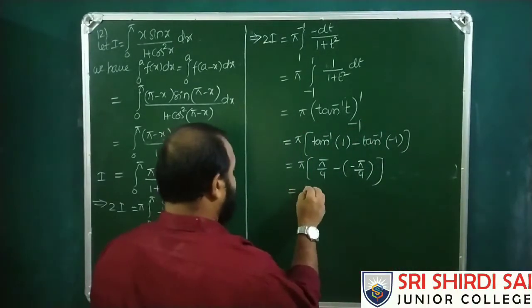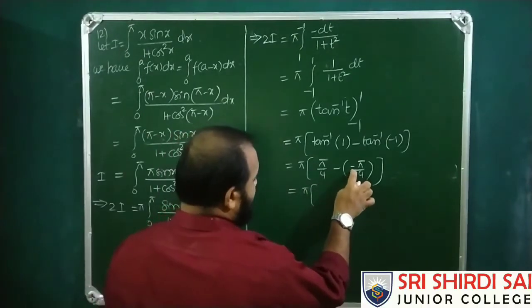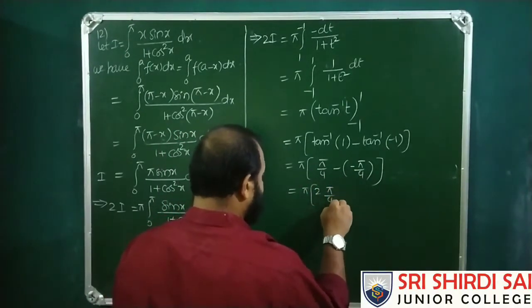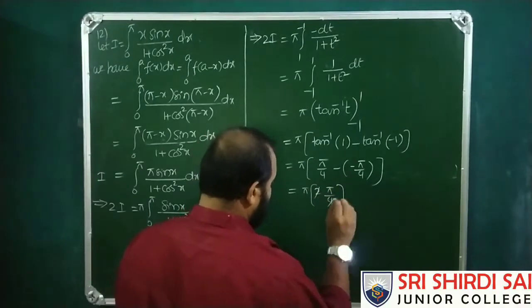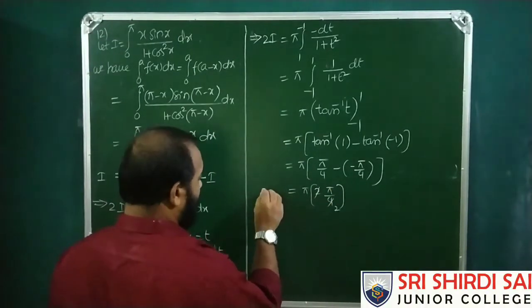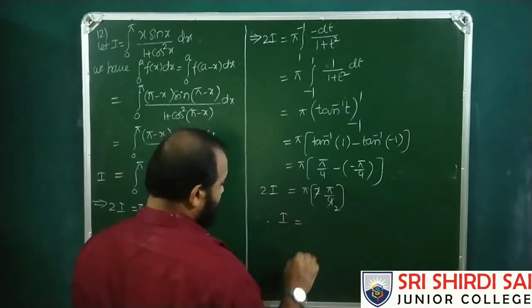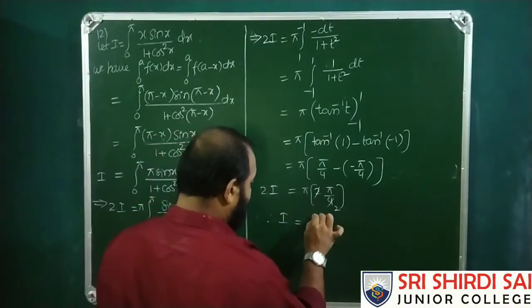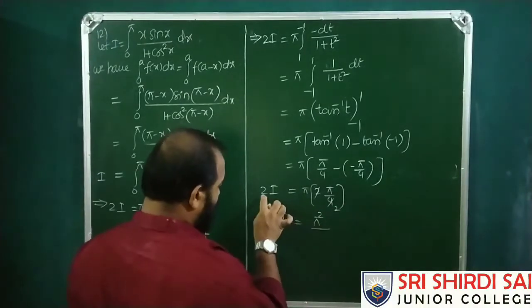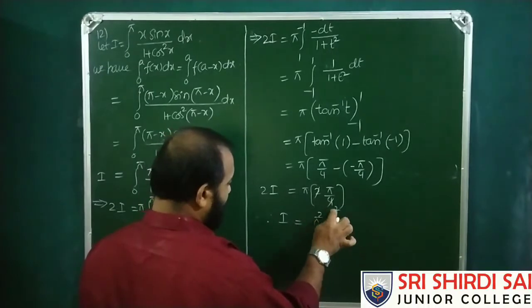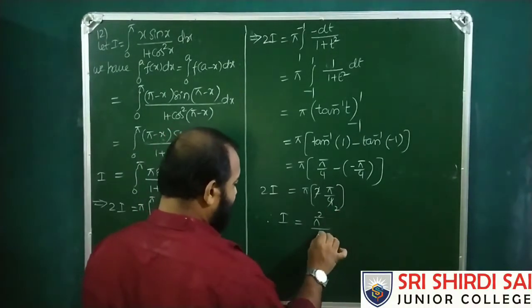Now pi into minus of minus plus, so pi by 4, pi by 4, which is 2 into pi by 4. So this will be cancelled in 2 times. So 2I is equals to pi square by 2. Therefore I is equals to pi square by 2 transposed, so divided by 2 here. Already 1 2 is there. 2 2s are 4.